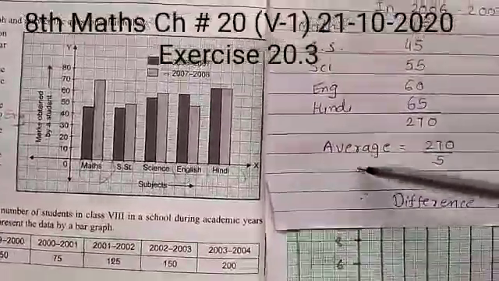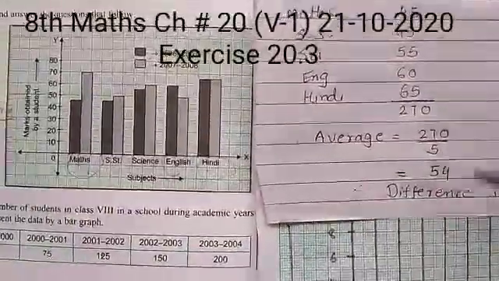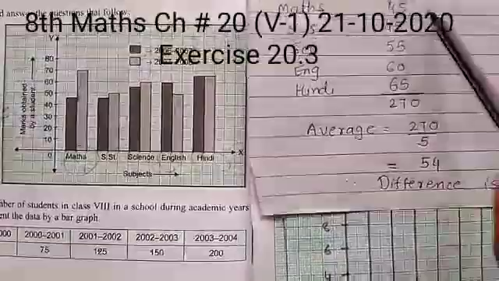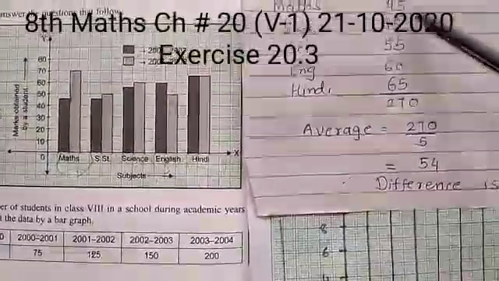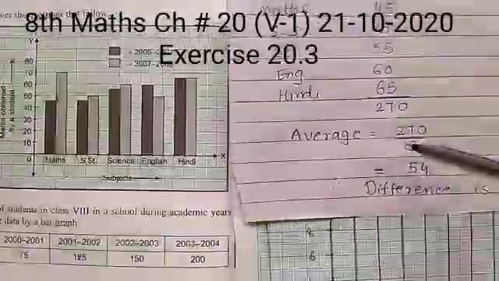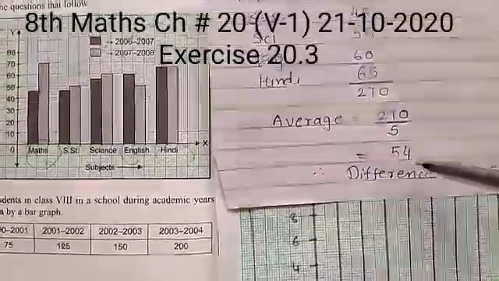Now we have to find out the average marks. So it becomes 270 divided by 5. Why have we divided by 5? Average means the sum of all the observations divided by the total number of observations. Here 5 observations are given. That's why we have to divide by 5. So 270 divided by 5 is equal to 54.